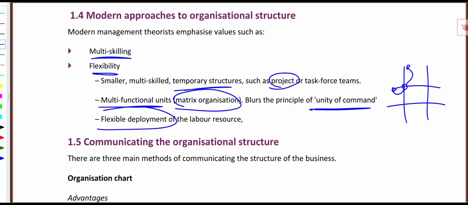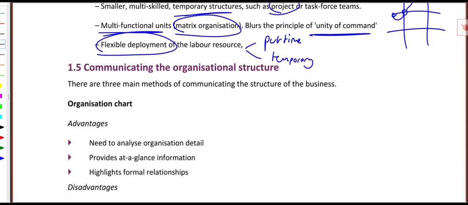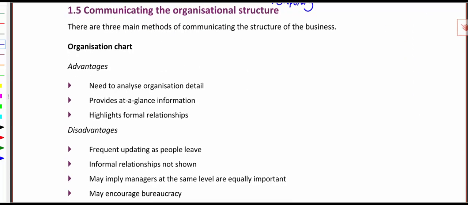Finally then, flexible deployment of the labor resource. So what's wrong with having a few part-time staff, having a few temporary staff to come in, do a job and then go away? Okay, so this idea of having continuity can perhaps be overstated when we think about a modern business. So there's a couple of different approaches, both classical and modern. And then finally, for this section, we're going to look at how the organizational structure is communicated.